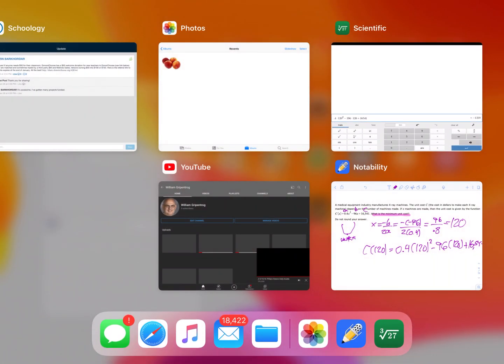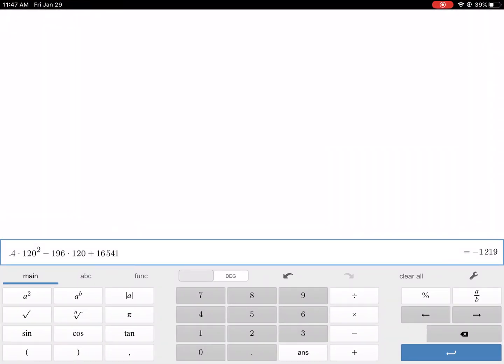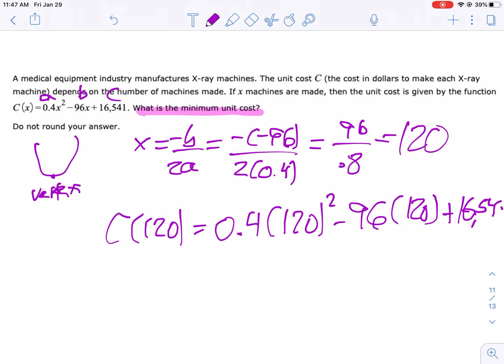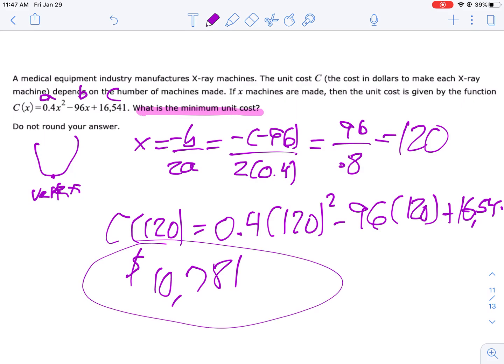Did I do something wrong? Oh, minus 96. Whoa. I was going to say I got a negative answer. That's not right. It was minus 96. So we get 10,781. So the minimum cost to make each machine is 10,781. Now, I bet you they sell them for at least 25,000, because it costs 10,000 just to make them.